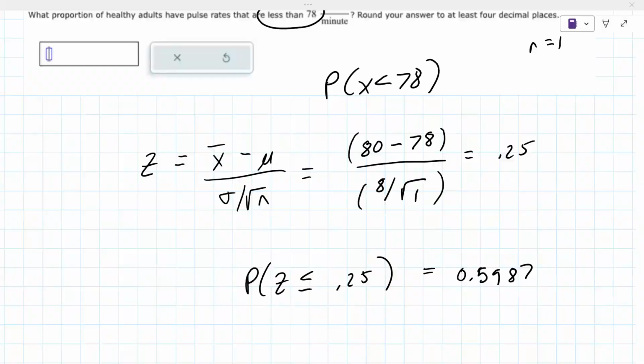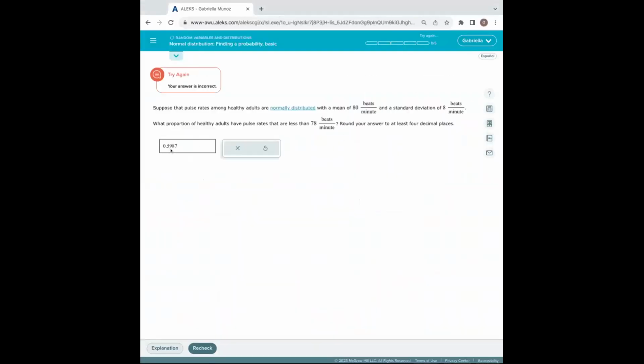Maybe I'm entering it wrong, but 0.5987, correct? It didn't like that? No. 80 minus 78... Oh, sorry, I got this reversed. It's 78 minus 80. So it's negative 0.25.